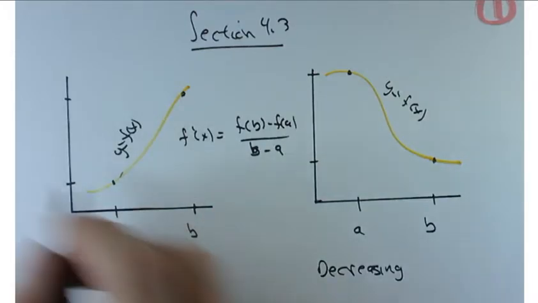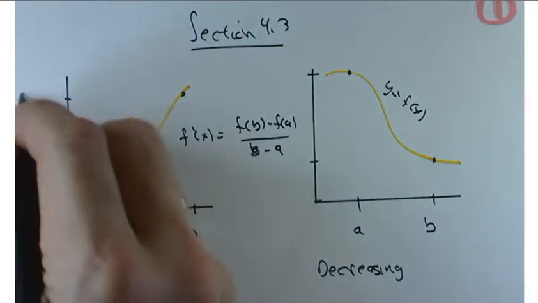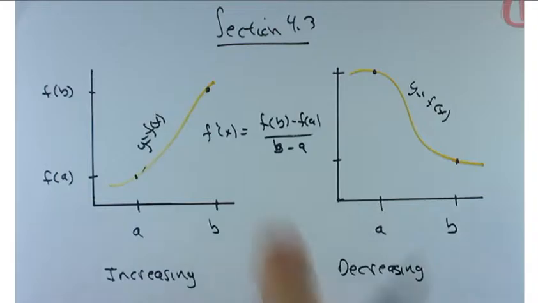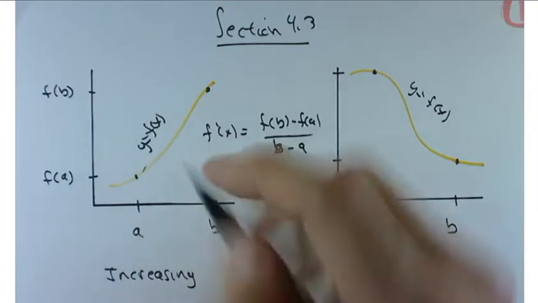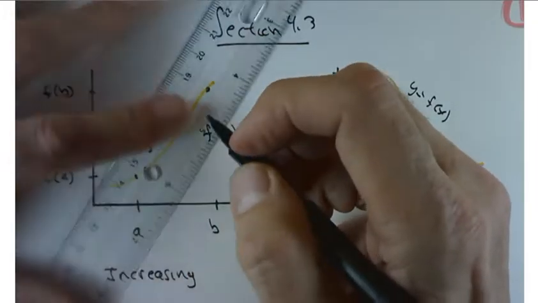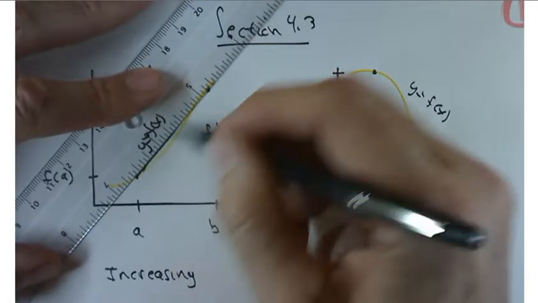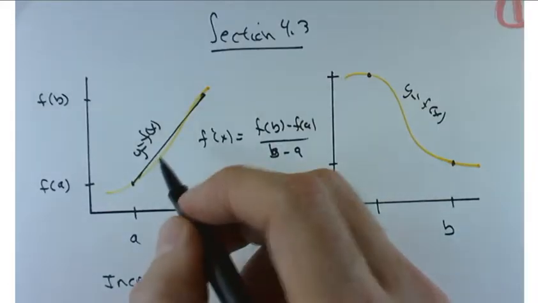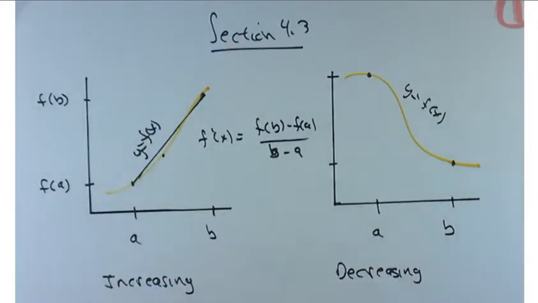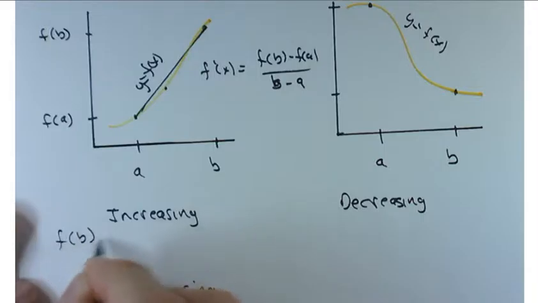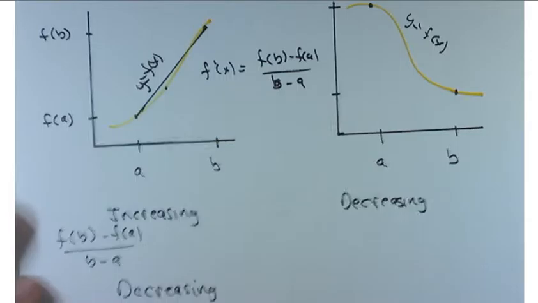So here's your function. Here's f of a. Here's f of b. And at some point, the slope of the secant line, basically this line connecting the two points, equals the derivative, or the slope of the tangent line. So where would that be? In this case, maybe right here would be a good point for that. Let's take a look at that quotient here: f of b minus f of a over b minus a.